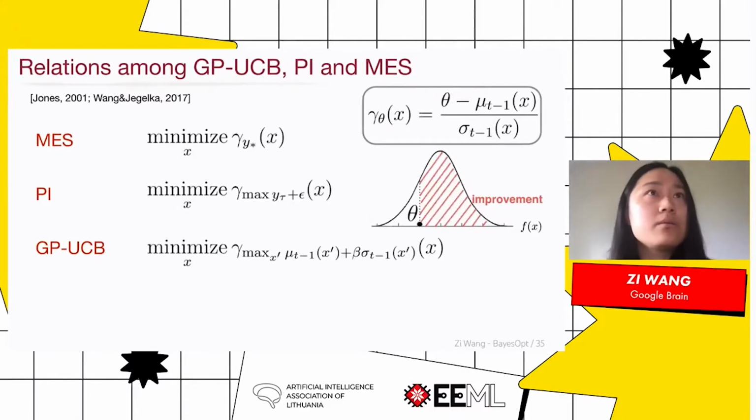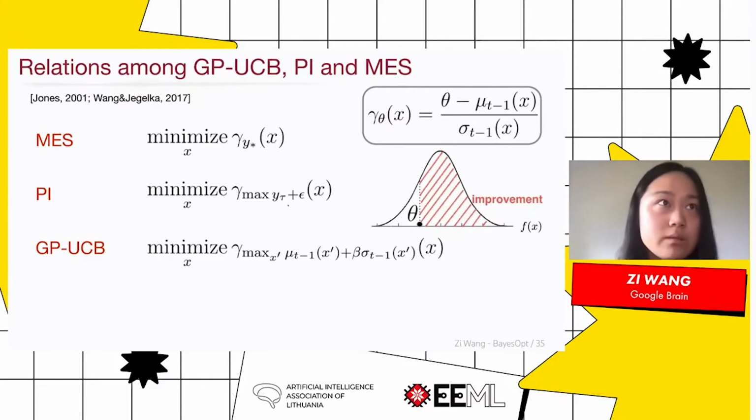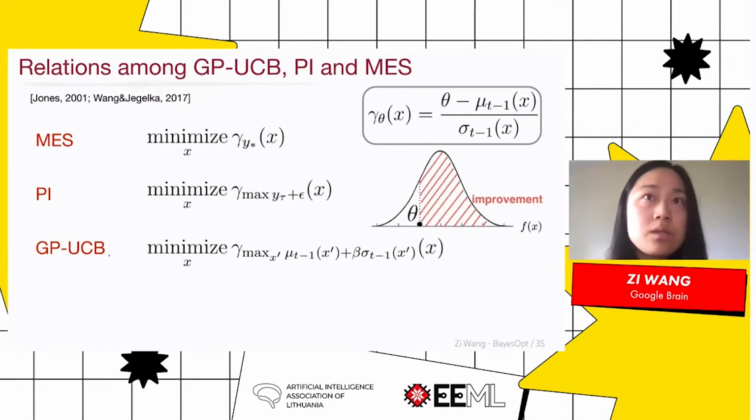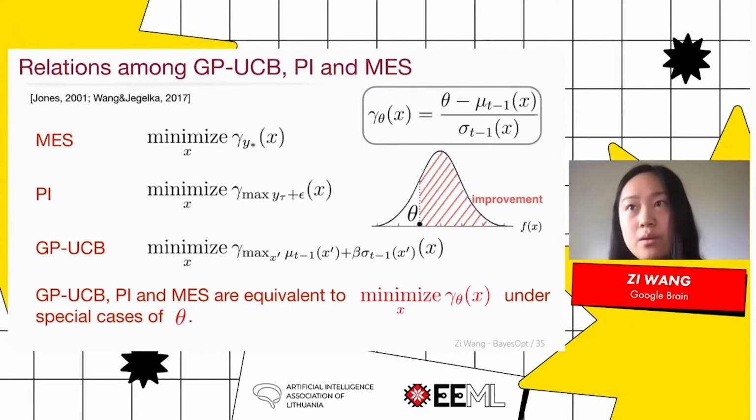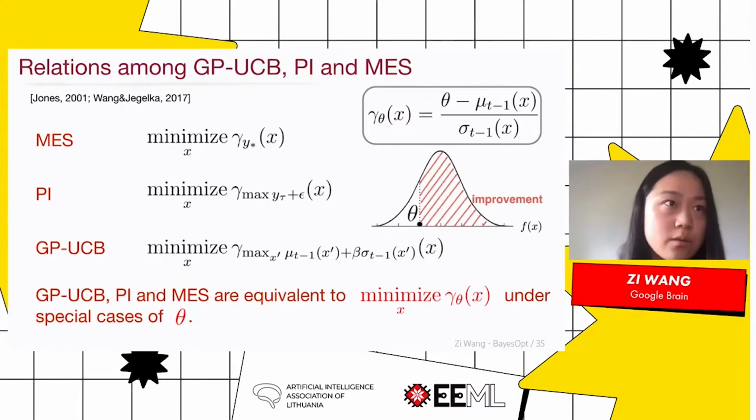And so interestingly, this also leads to connections to existing methods like probability of improvement and upper confidence bound. In fact, for probability of improvement, it is also minimizing this gamma function by switching this y star to the max of y tau plus some epsilon. And for the GP-UCB approach, this is also minimizing our gamma function, except that it's using this parameter, which is the maximum upper confidence bound. So they're all equivalent to minimizing this gamma y theta of x under different circumstances of what theta is.